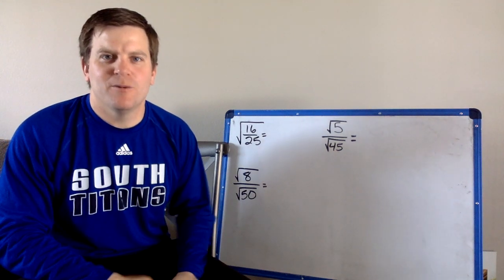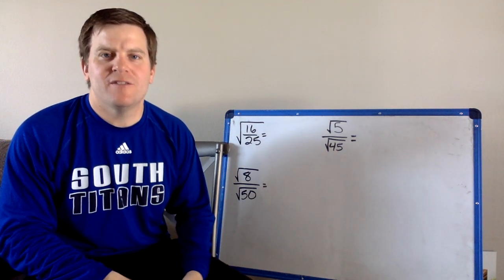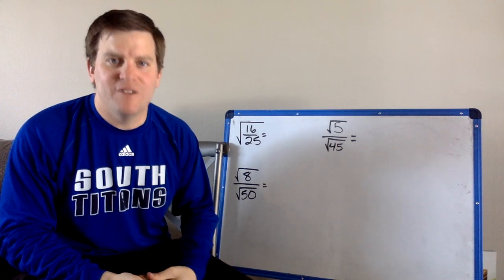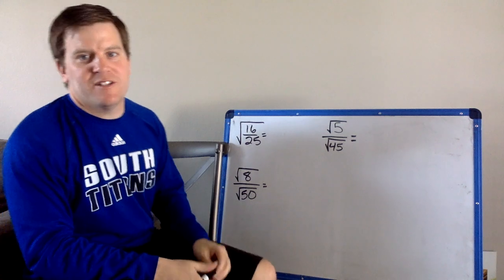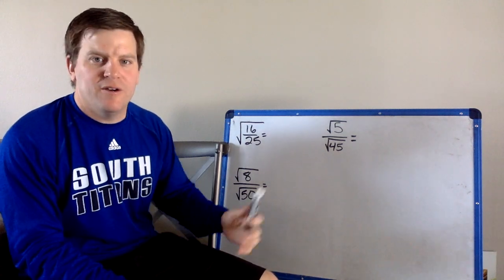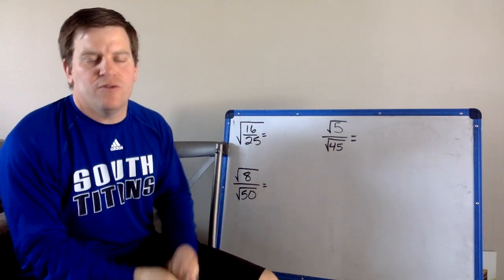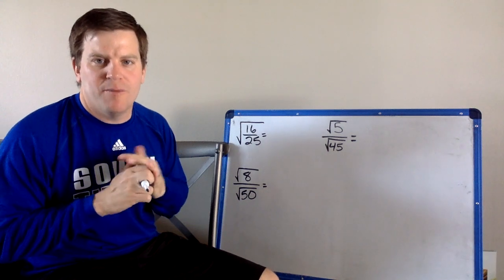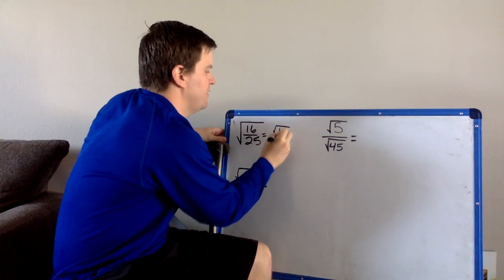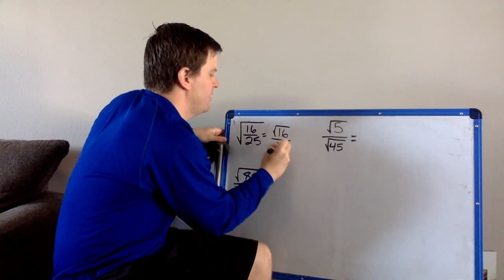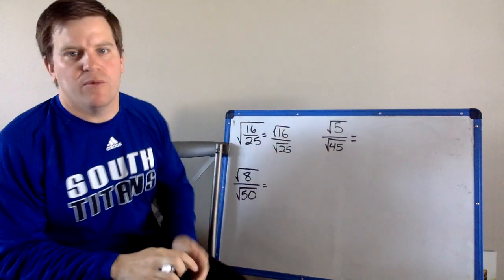Hey Titans, we're going to stick with radical operations here, but the last operation we're going to talk about is division. So if we see a problem like this where we have 16 divided by 25 all underneath a radical, what we can do first is rewrite it as two separate radicals. So the top radical is the square root of 16 divided by the square root of 25. We can rewrite it like that.